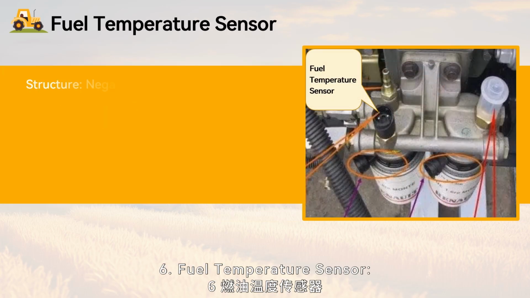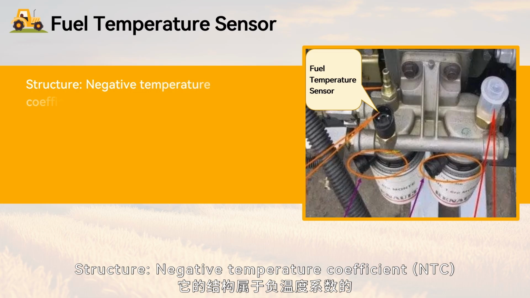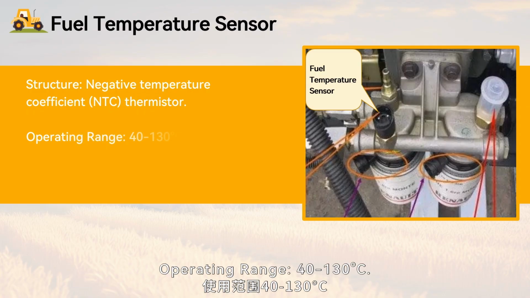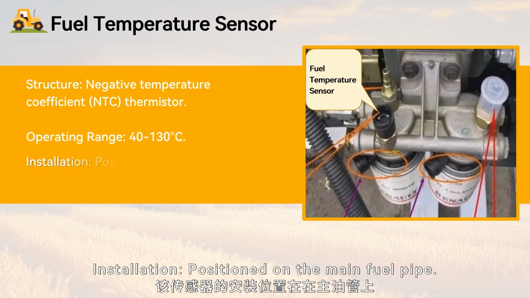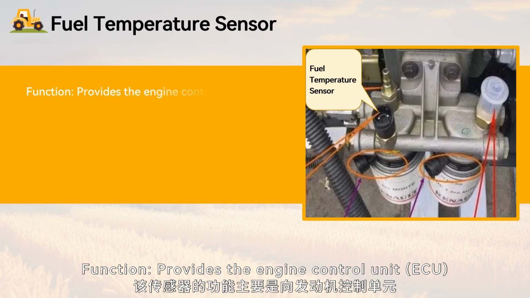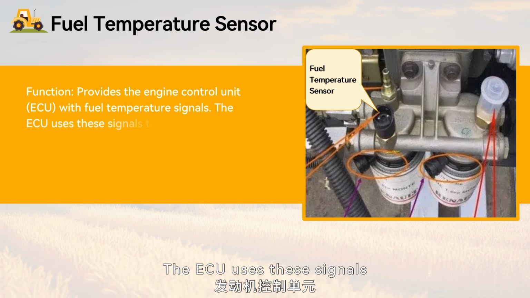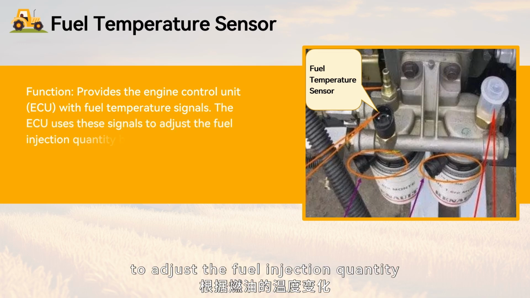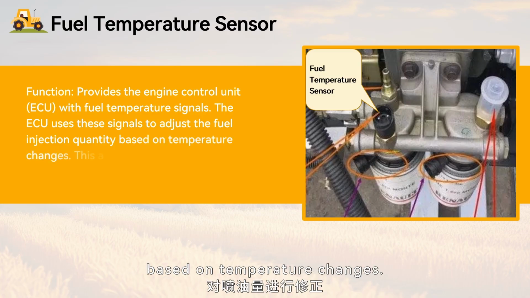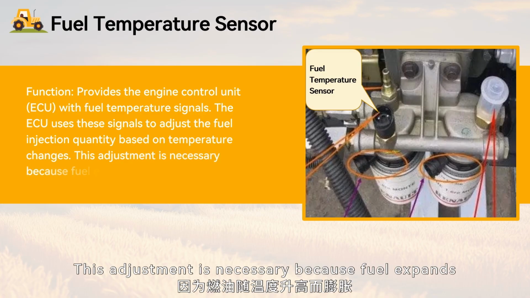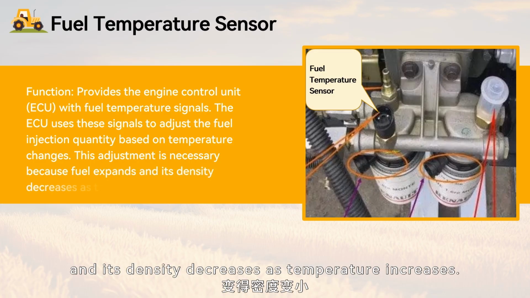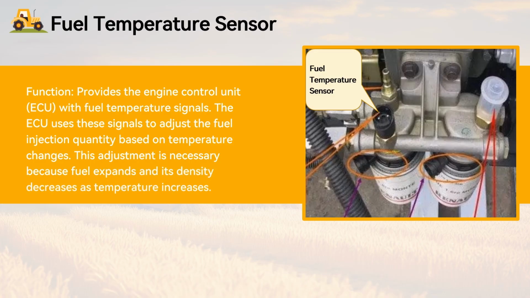6. Fuel temperature sensor. Structure: negative temperature coefficient (NTC) thermistor. Operating range: 40 to 130 degrees Celsius. Installation: positioned on the main fuel pipe. Function: provides the engine control unit ECU with fuel temperature signals. The ECU uses these signals to adjust the fuel injection quantity based on temperature changes. This adjustment is necessary because fuel expands and its density decreases as temperature increases.